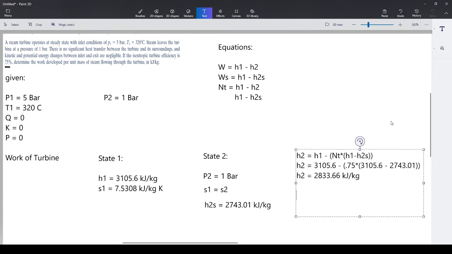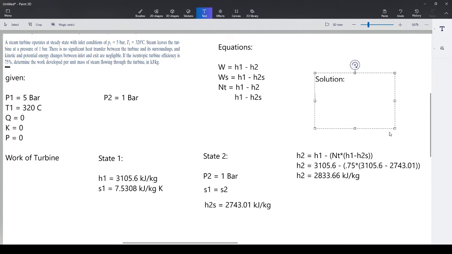And so what the question in this section was asking for, the solution, it was asking to determine the work developed per unit mass of steam flowing through the turbine. Whenever they ask that, they are asking for the actual work. I don't think there's ever a time where they ask you for the isentropic work, because isentropic work is made up. It's not something you can actually achieve.